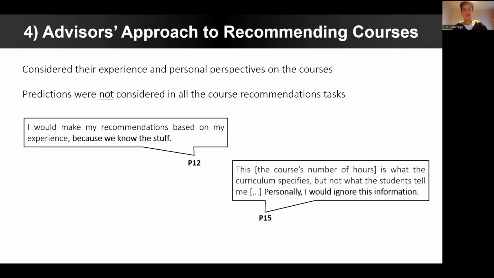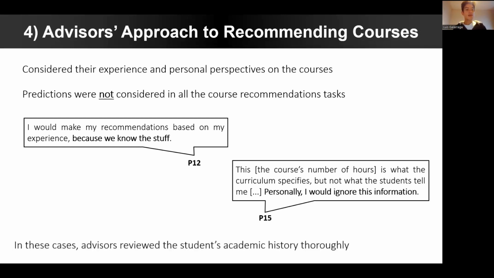They know exactly which courses are difficult, and the combinations of courses that perhaps are good strategies. They even went further, and they also disregarded the official information about the courses that was provided by the tool. However, in most cases, advisors did look at the academic history of the student in order to create a sort of profile of the person they were making the recommendation for.